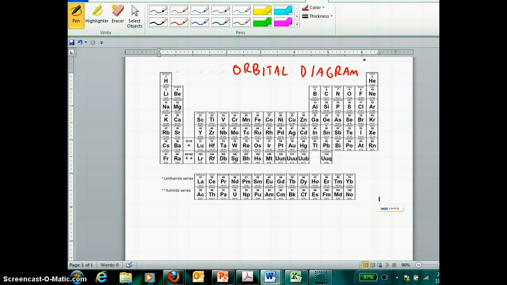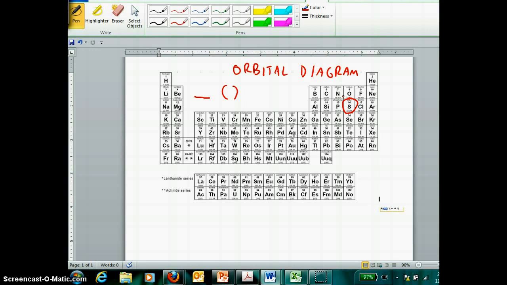Instead, an orbital diagram either uses a little line to represent each orbital, or in most cases, parentheses to represent each orbital. Now, how do we use these diagrams? How do we draw them? Well, I'll start off simply. Let's pick an atom such as sulfur, which has 16 electrons.